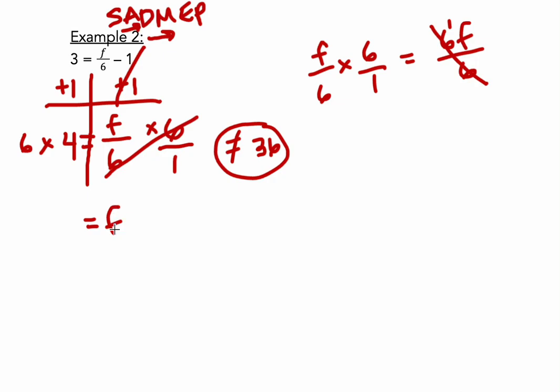And that leaves us with f on the right-hand side, 1f, but I'm just going to put f. 6 times 4 is 24. So my answer is f equals 24.